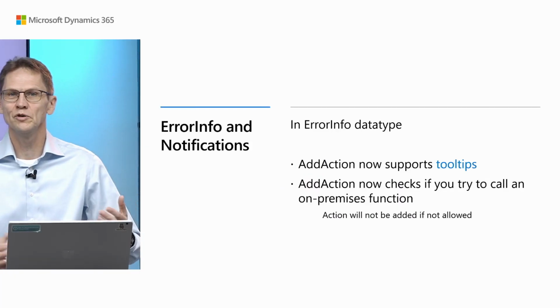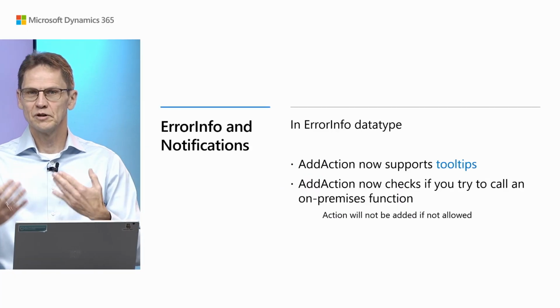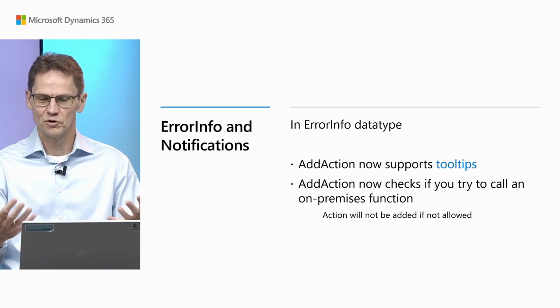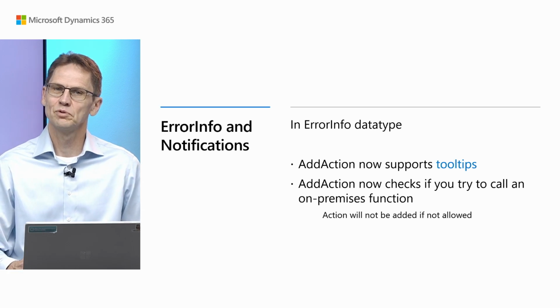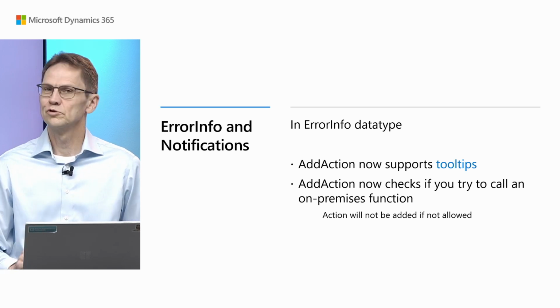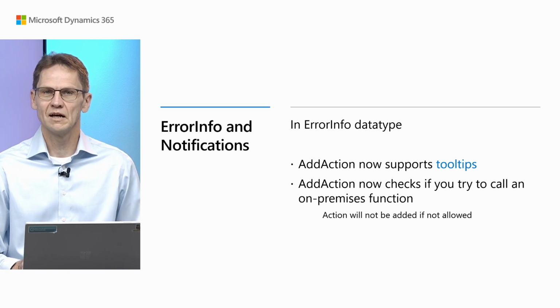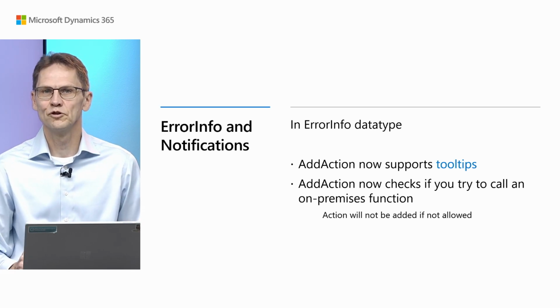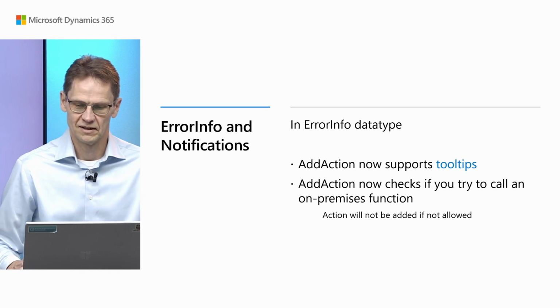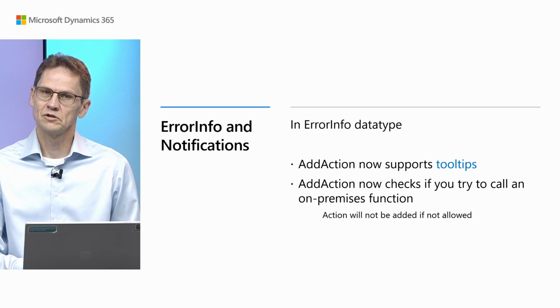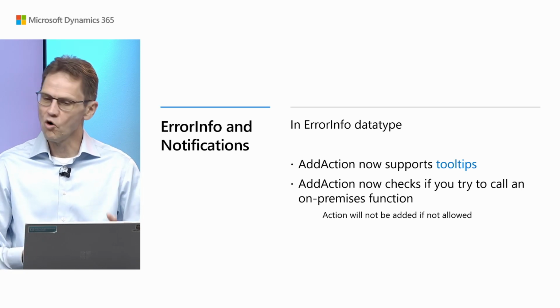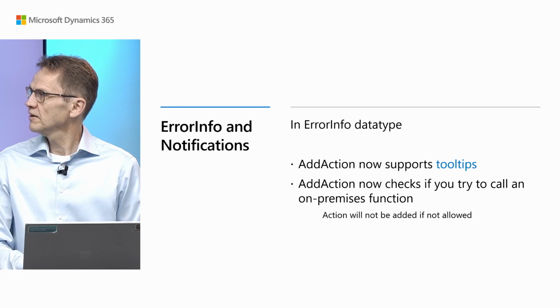The first one here is about a small extension we've done to the error info data type. As you know, we're investing in how you can present errors to customers in a more intuitive way. And now the error info add action method supports adding a tooltip so that the user can get further information about the actions he or she can perform from the shown error dialog. Furthermore, it also now checks if you try to call an on-premises function. That was a small mistake we had in there that we fixed.